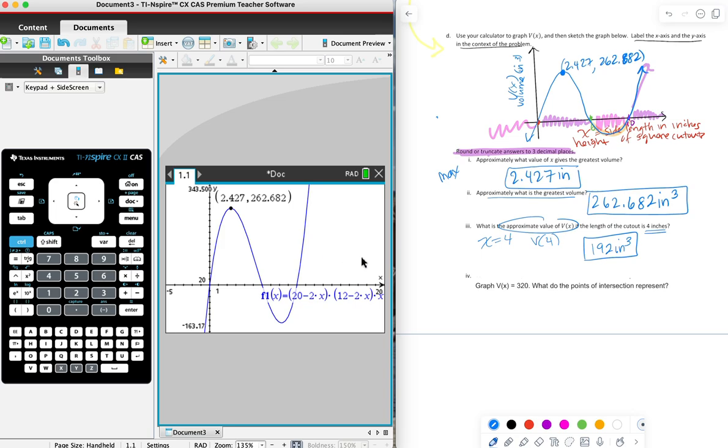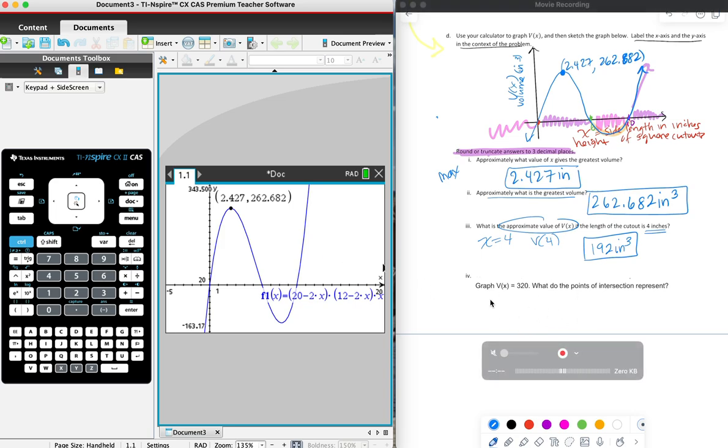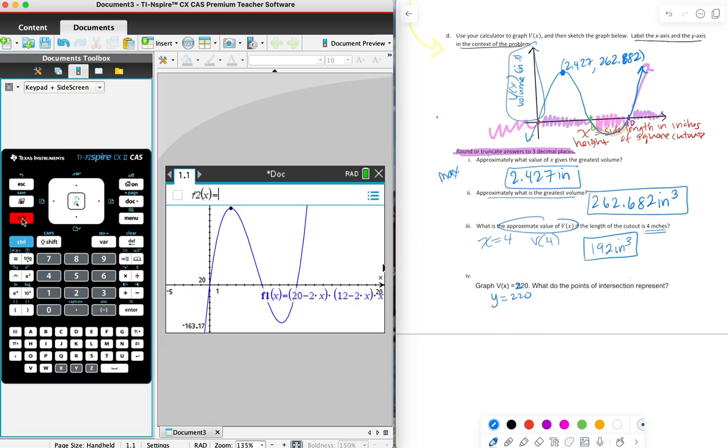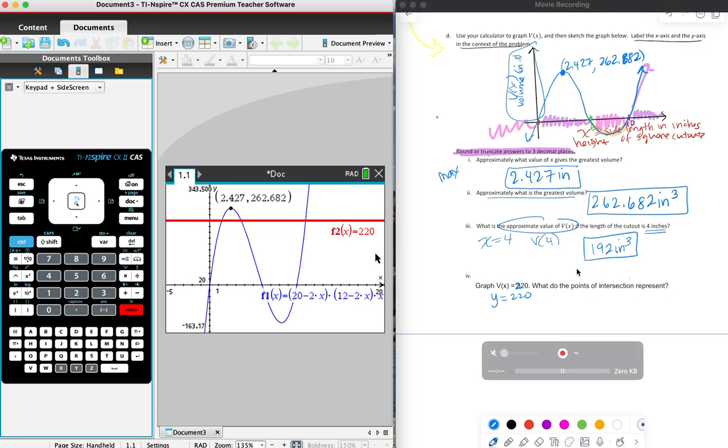And finally, I have this last question, which is a little more complex. It says graph this function v of x equals 320. Actually, we're going to make that 220. Apologies, I meant to change that. So that should be 220. So what do the points of intersection mean? So v of x is your y value, right? So that's what this says here. It's my y value is 220. So I'm going to go to tab because I need to graph y equals 220. So I do that and I get this horizontal line and it says, what do the points of intersection represent?